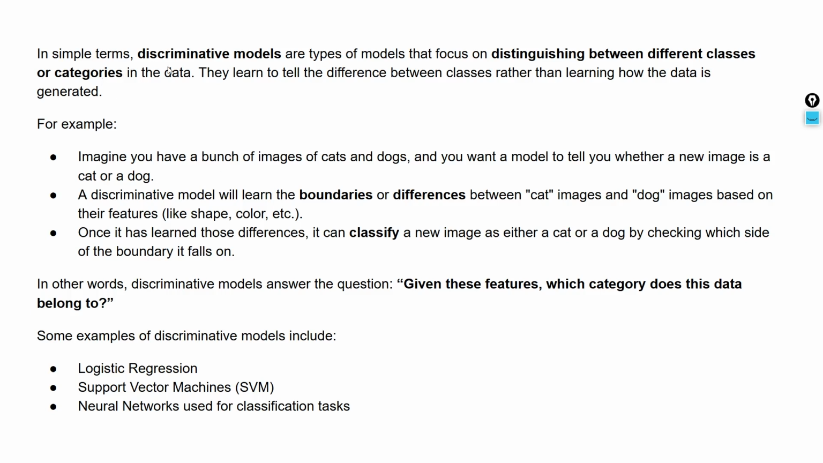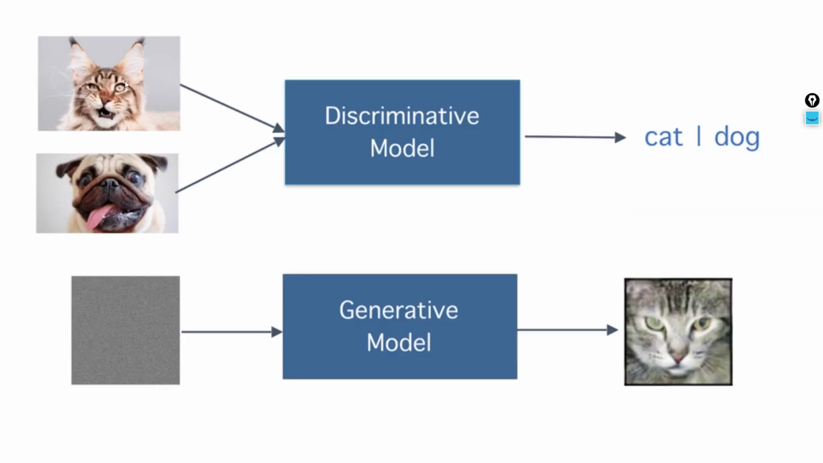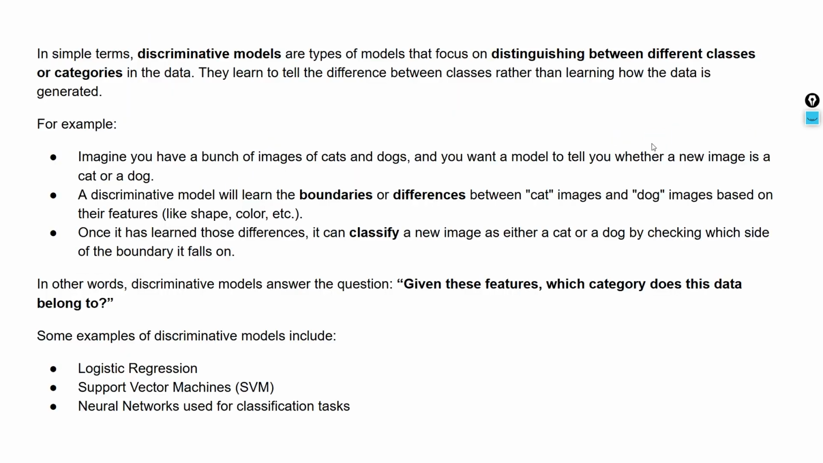In simple terms, discriminative models are types of models that focus on distinguishing between the different classes or categories in the data. So if you have cats and dogs, the discriminative model will try to discriminate whether it's a cat image or a dog image. They learn to tell the difference between the classes rather than learning how the data is generated. So this is all about the discriminative models.